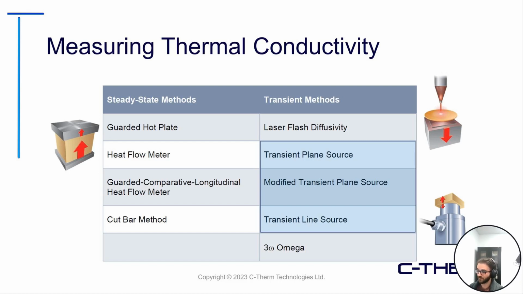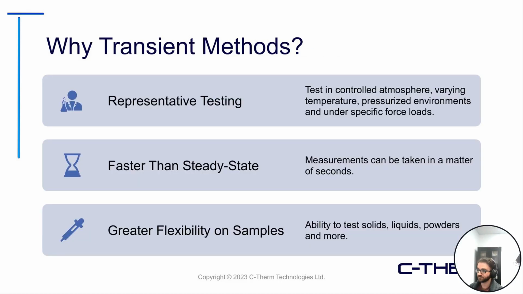And specifically the three that are highlighted in that blue square, which are the three that, again, are available on the Trident platform. So why transient? Why do we focus on transient methods? Few reasons here, going through them, providing you with a means of representative testing.